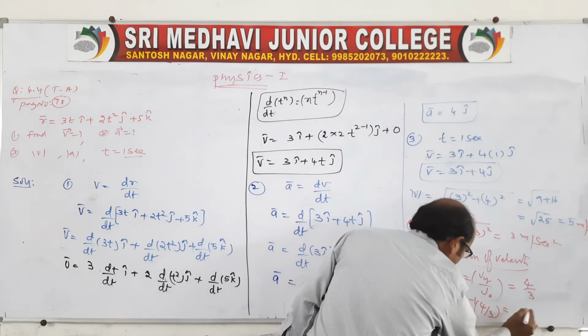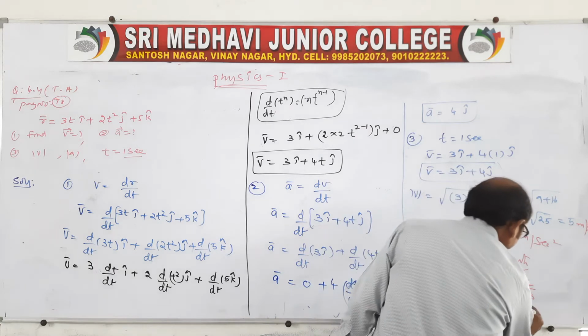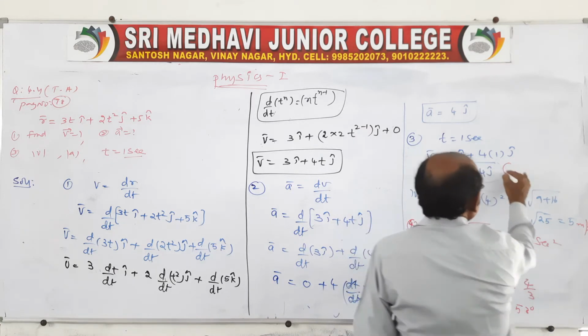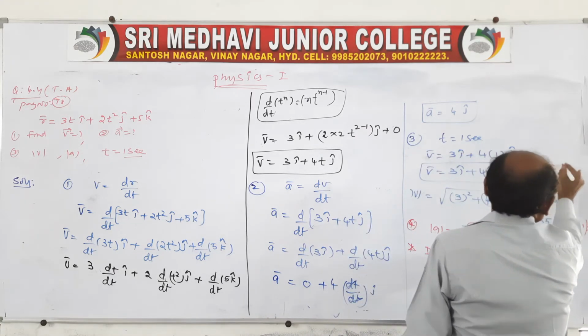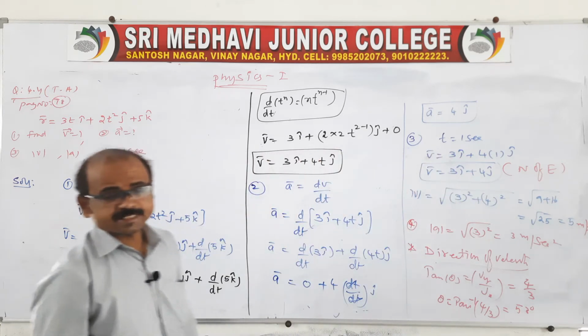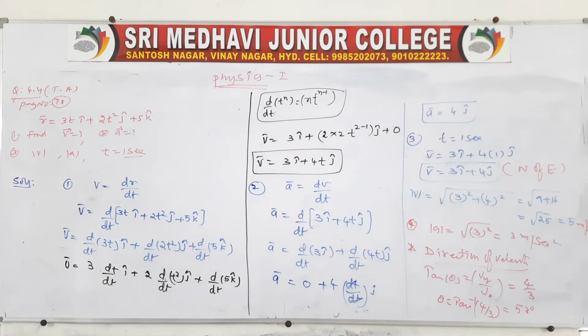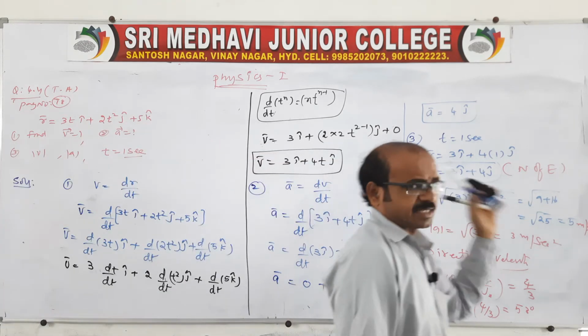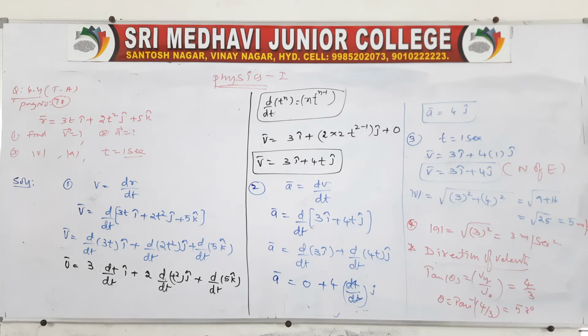So tan inverse of 4 by 3 is nothing but 53 degree. It is north of east. Here also we can write north of east. We can say like this. So this is the related question for the given motion in a plane. In a plane, velocity and acceleration we have to find like this. Clear?